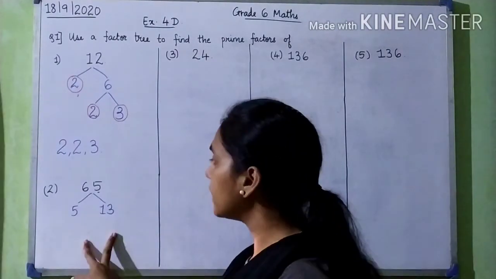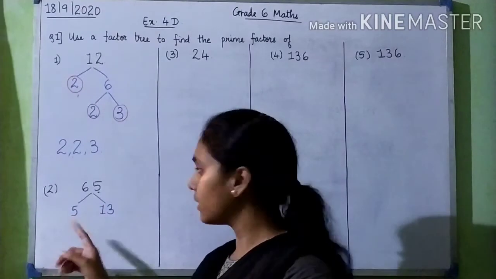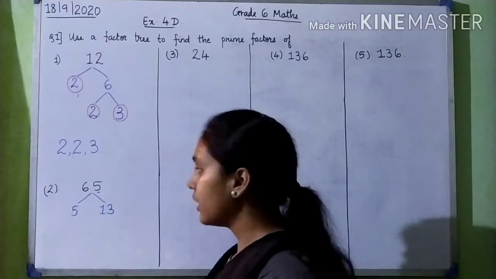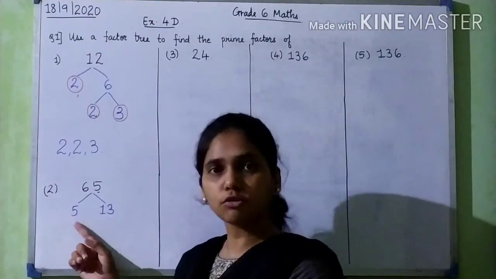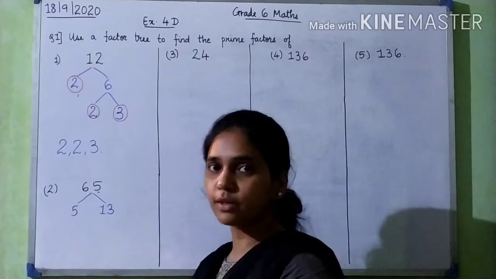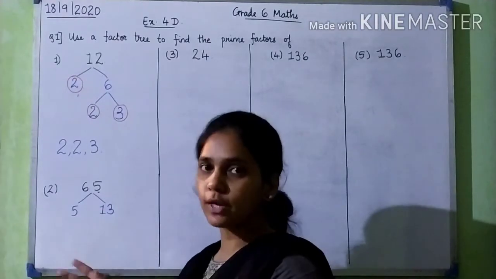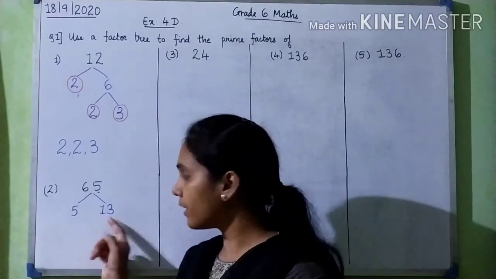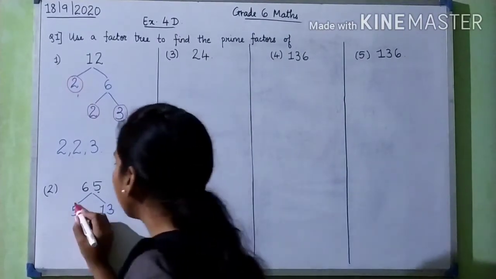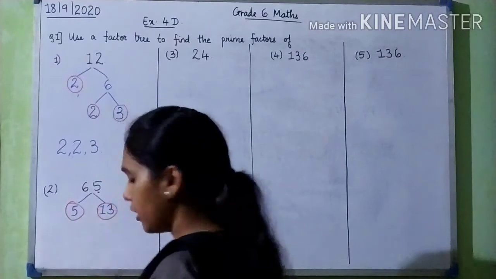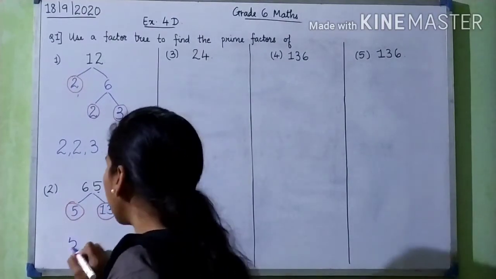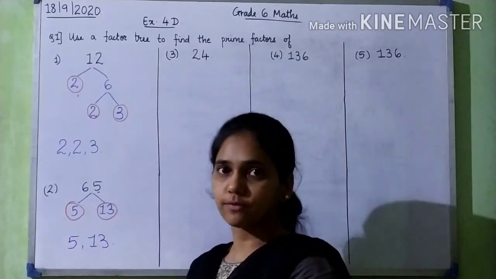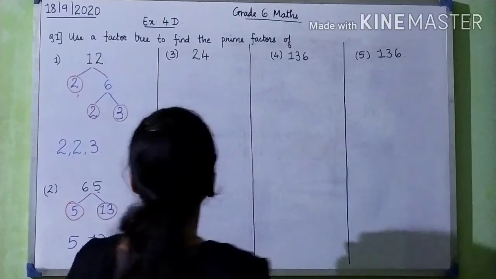Now you can see that 5 is a prime number. These two, 5 and 13, are the two factors we have got for 65. 5 is a prime number and 13 is also a prime number, because they do not go in any other number's table. So I circle them. 5 and 13 are the prime factors of 65. Now the third one.